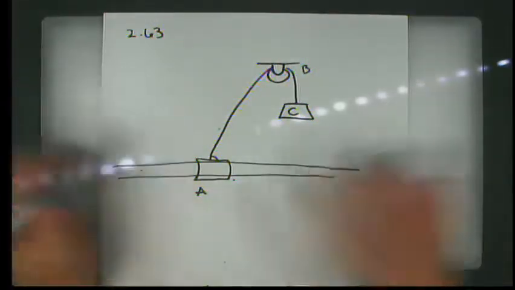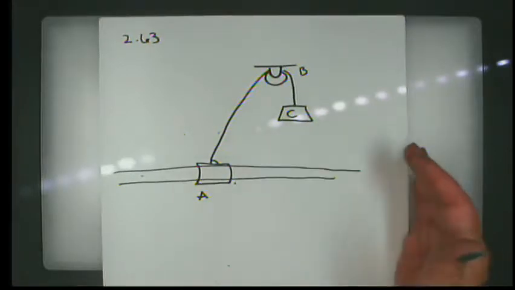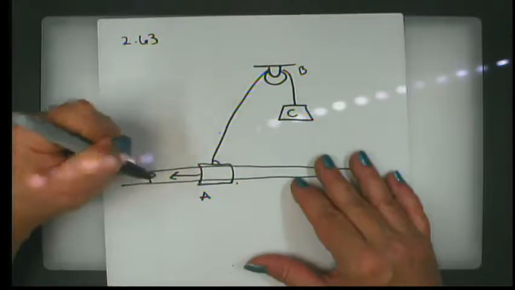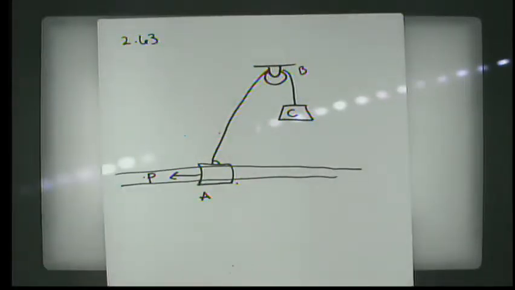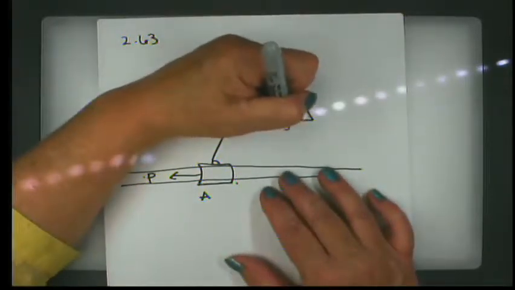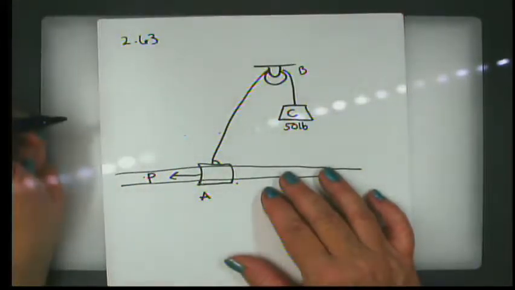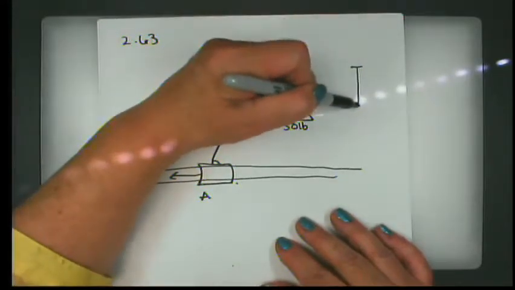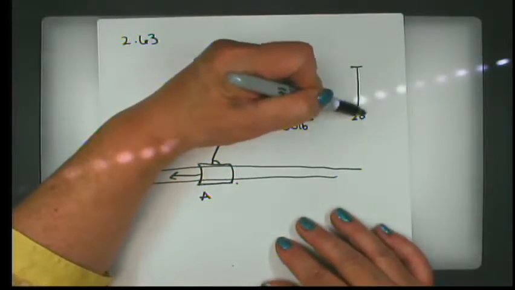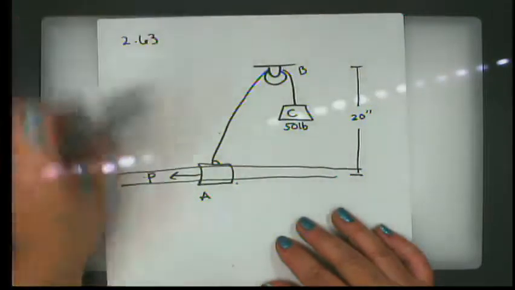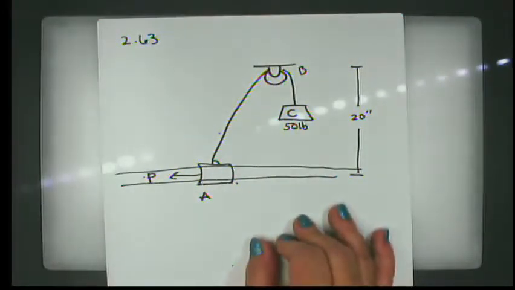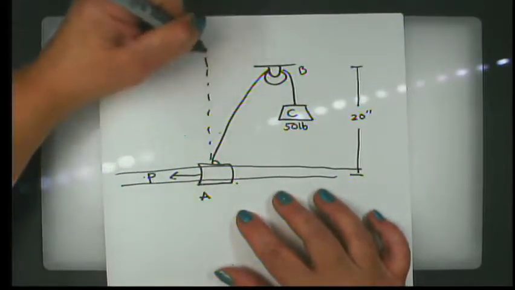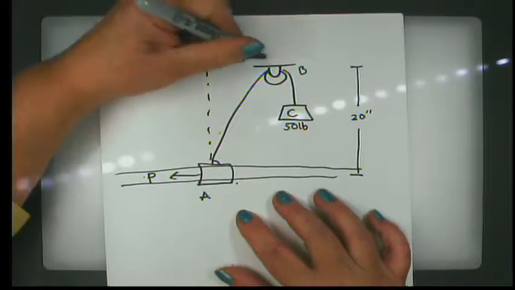Now, you can see that if we let everything go, the collar A would slide right underneath the pulley. But we have a force P that we're pulling on it with to keep it in place. We're also told that the weight is 50 pounds, that the distance from here to here, all the way down, is 20 inches, and that the distance from A to B, from here to here, is unknown. All right.